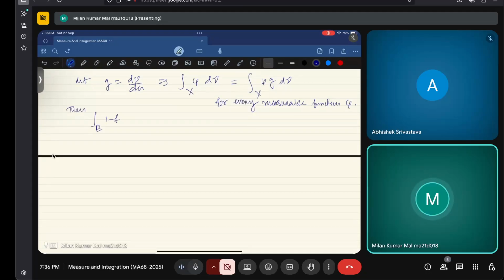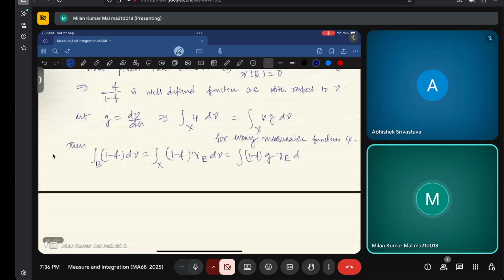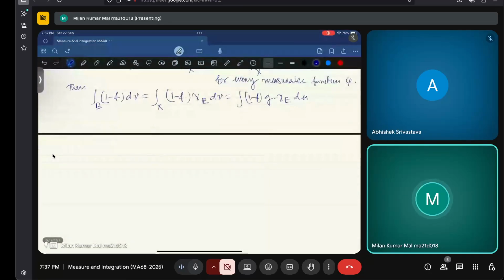Then the integration of 1 minus f d nu is equal to the integration over X of 1 minus f times the characteristic function of E d nu, which is equal to the integration of 1 minus f into g into the characteristic function of E, d nu. So this is on the set X, so this must be on E: 1 minus f into g d mu.